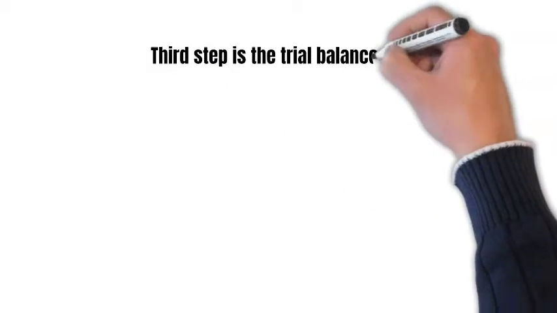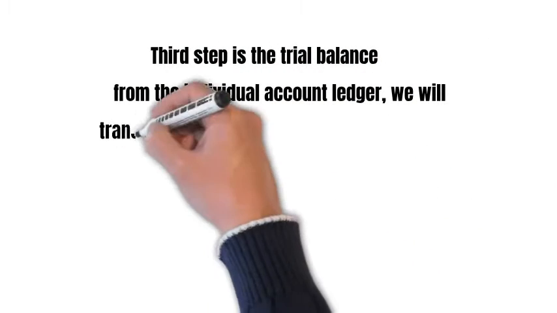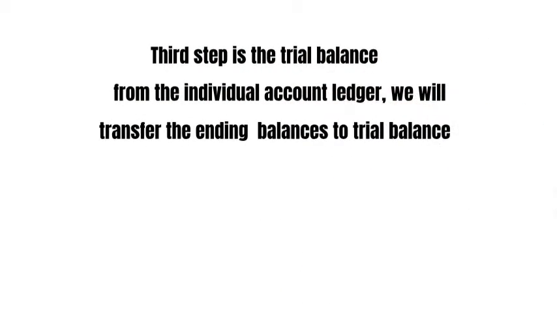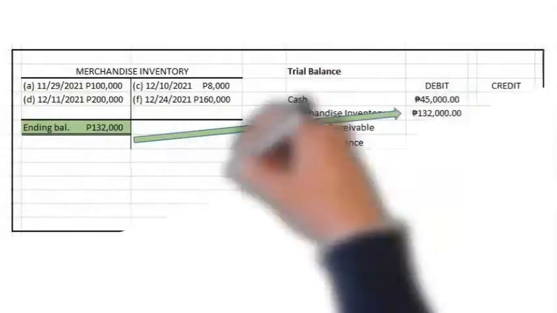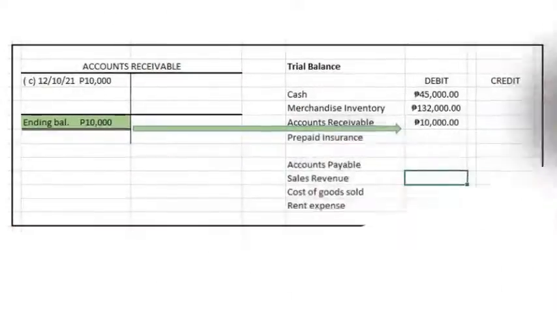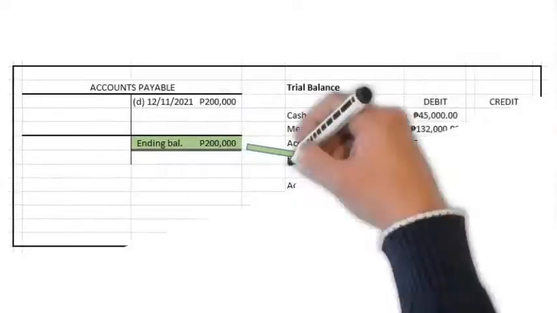Third step is the trial balance. From the individual account ledger, we will transfer the ending balances to trial balance. Cash. Merchandise inventory. Accounts receivable. Prepaid insurance. Accounts payable.